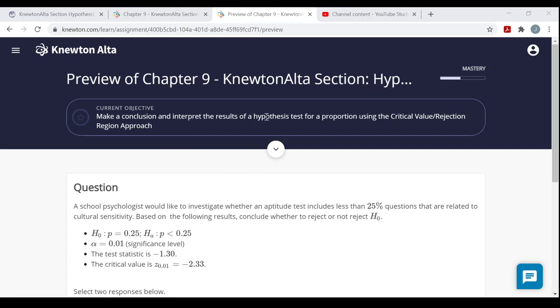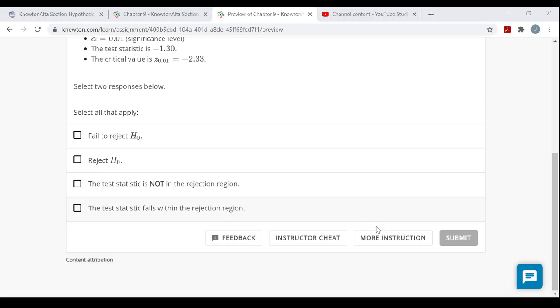So again, if you're unfamiliar with the topic, want to see more about it, please click on More Instruction. Look at their videos, their notes, their examples, and hopefully those help you.